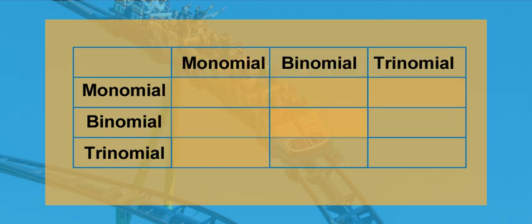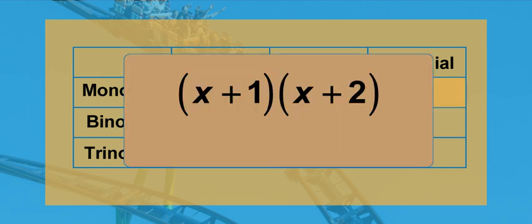Now let's look at the product of two binomials. We are going to multiply the binomial x plus 1 and binomial x plus 2. Each is a binomial because it has two terms. When multiplying binomials, you end up with four monomial products. Let's look at this step by step.